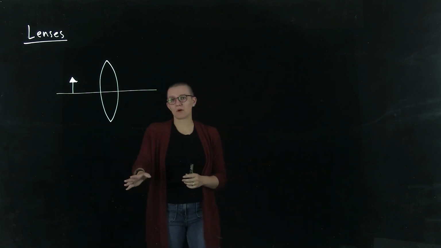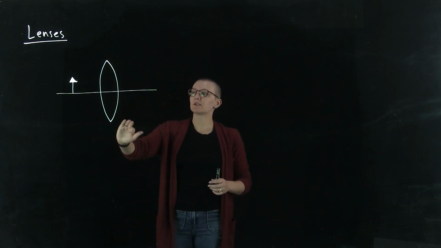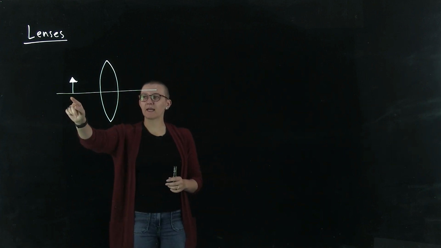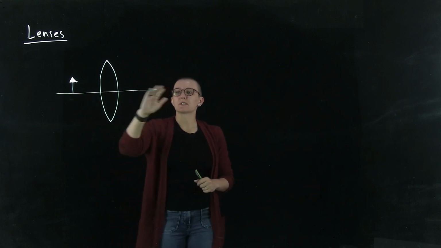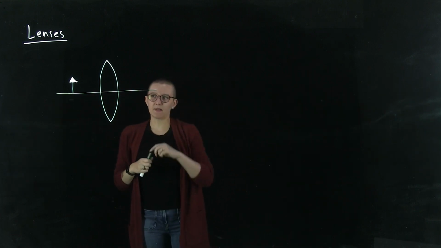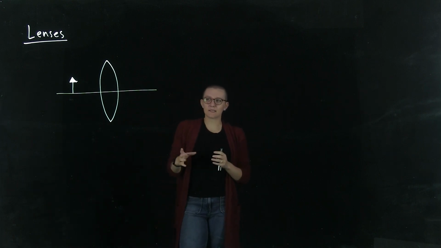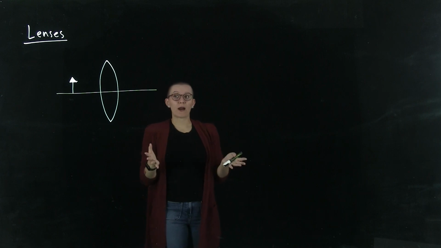So here I have drawn some kind of lens. In this case, there's two curved edges, and I have drawn our object, an arrow, as well as this straight line here, which is just the optical plane of the lens right in the middle of the lens. So generally, when you are thinking about a lens, we'll have to think about refraction.